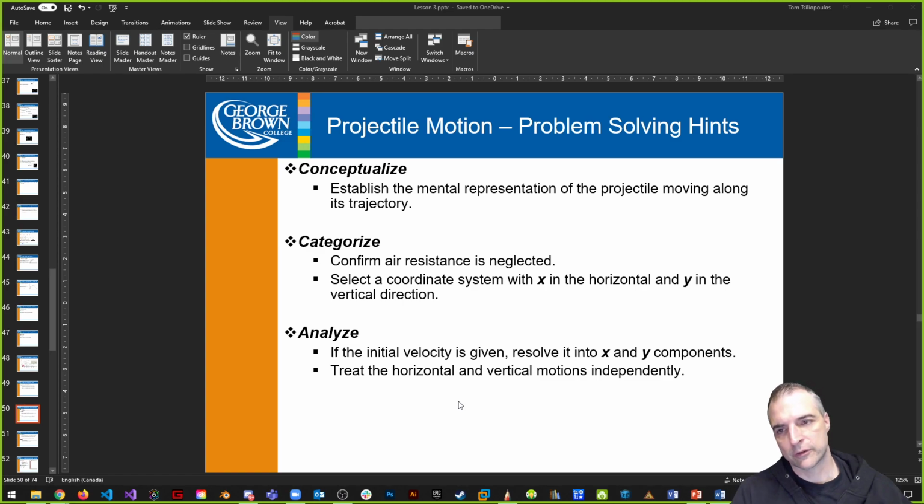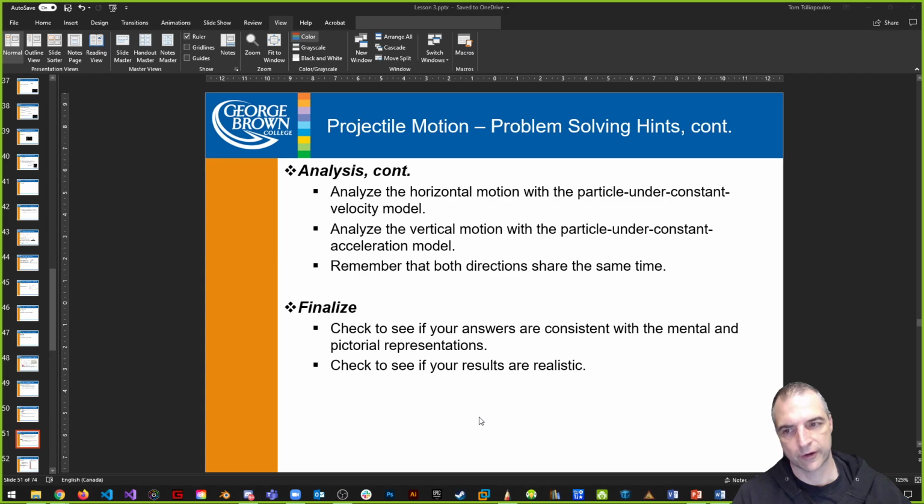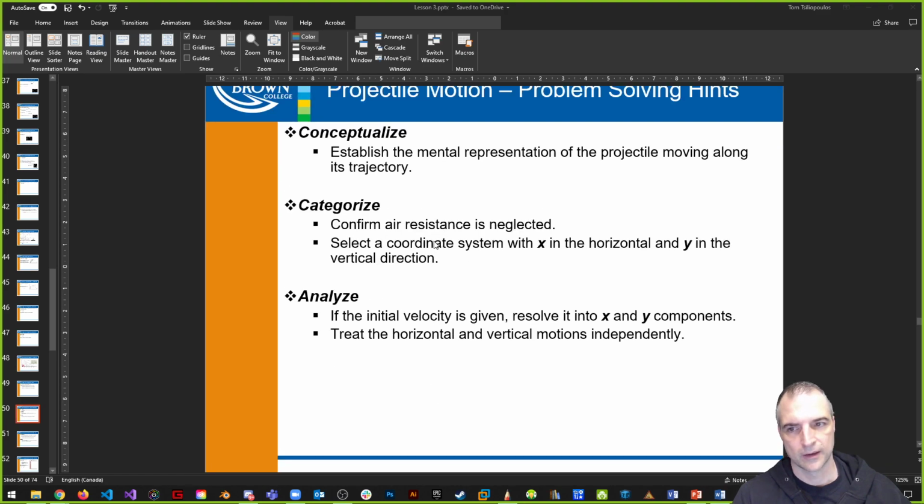So again, we want to do the whole conceptualize, categorize, analyze thing, and I highly recommend you break down your assignment into these kind of steps. All right. So when you're given a problem like the Wookiee problem, let's conceptualize what it is. Let's categorize what kind of problem it is, and let's analyze it by trying to figure out the right variables to use, and then finalize it. So again, it talks about how to do that. Establish the mental representation of the projectile moving along its trajectory, okay, in your mind. So conceptual or mental representation.